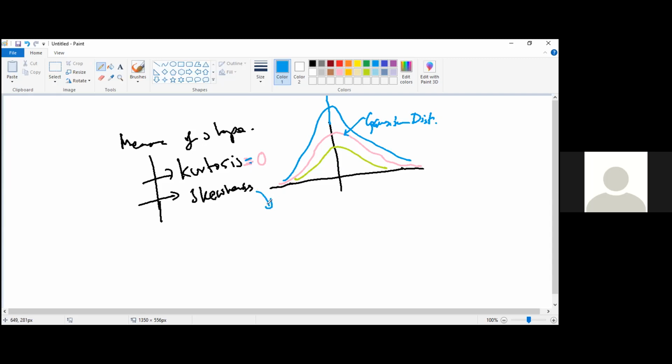And the value of skewness tells you about how heavy-tailed your data is. Meaning, is your data right skewed, or is your data left skewed? So skewness will tell you about these. At this moment, you can just keep in mind these two terms, kurtosis and skewness.